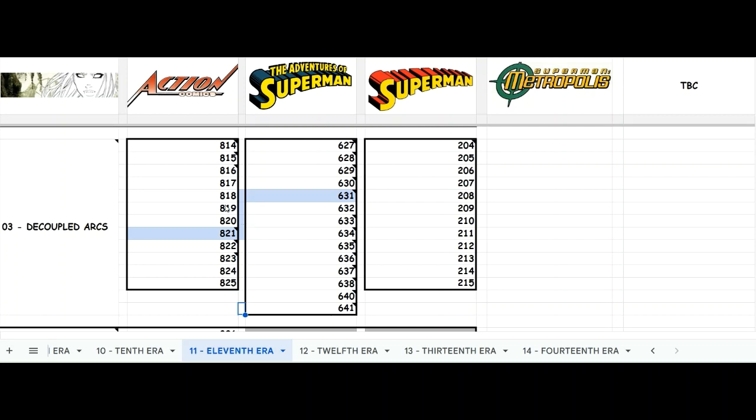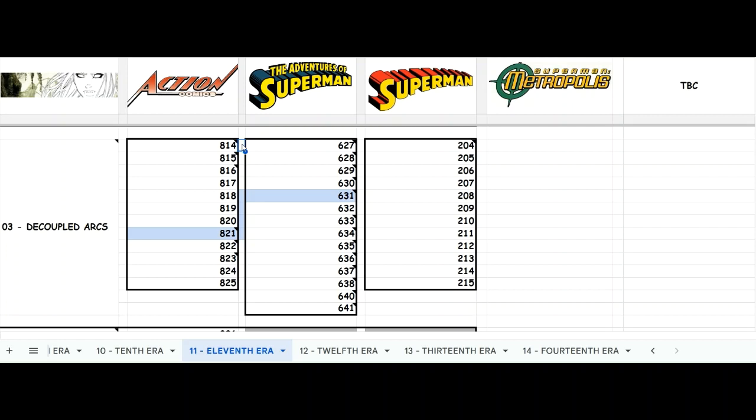So there we have it, Adventures of Superman. This particular decoupled arc is, as I said, I call it the Ruined arc. It all kind of goes together if you read it all in one go. Please note that both the Action Comics issues you can see here and the Adventure of Superman issues you can see here are collected in the messiest and most incoherent fashion possible.